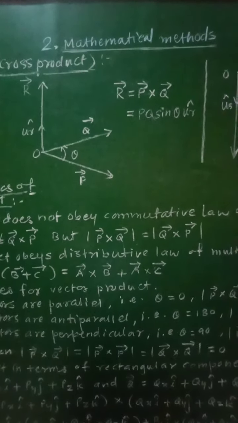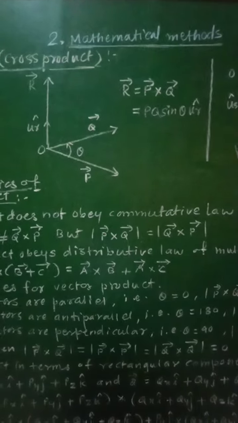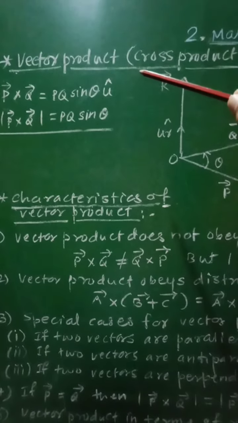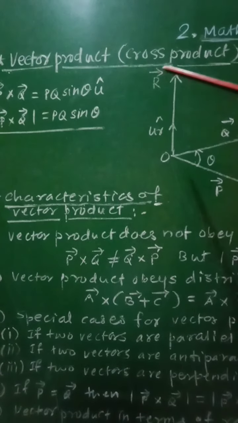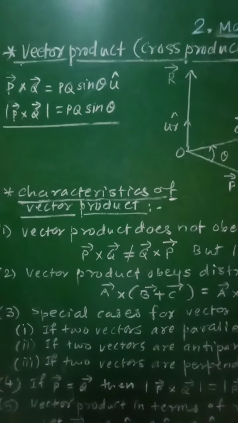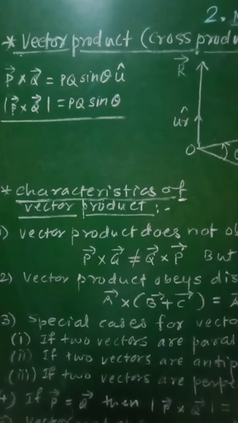Class 11th, Subject Physics, second chapter, Mathematical Methods. From this chapter, let us see the vector product, which is also called the cross product of two vectors. Let us define first the vector product of two vectors.